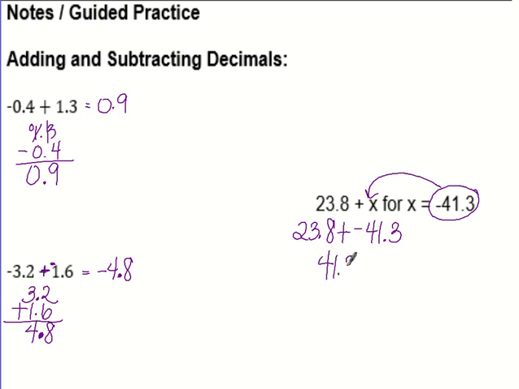So 41 3/10, take away 23 8/10. We have to borrow 13, 12, 11, 10, 9, 8, 7, 6, 5. Borrow 10, take away 3, 7, and then 3 take away 2, 1. Bring down your decimal. Now we have to look at who has a greater absolute value, 23 or 41. 41 does, so we are going to actually make this negative 17 5/10 because this one has a greater absolute value.